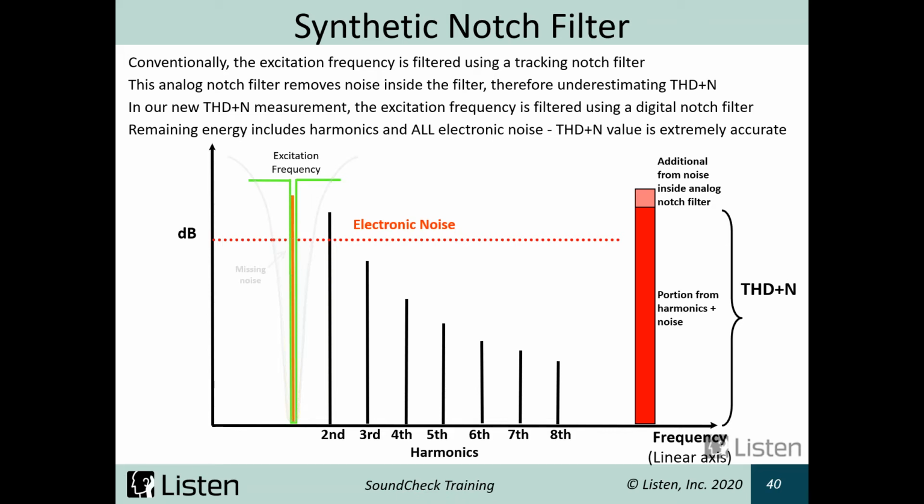So if you're doing any sort of transducer testing, I would stick with THD. If you're trying to measure how much noise an electronic component is introducing to your system, then THD+N is a great way to do that.